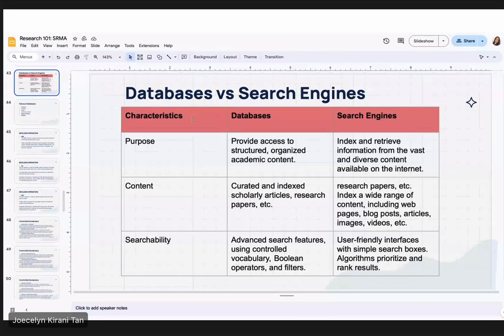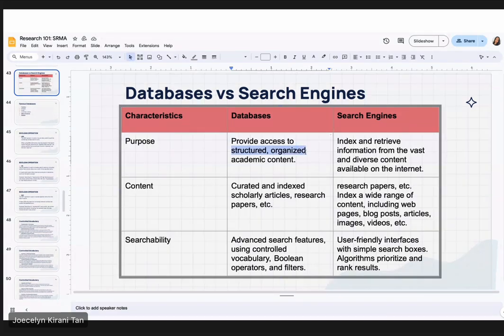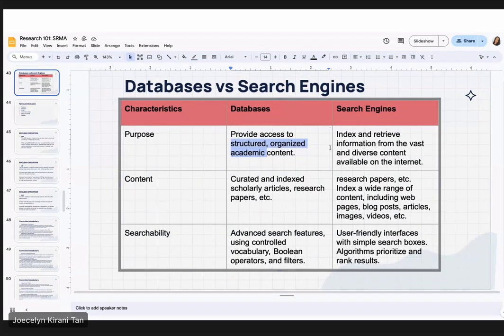So this is like the differences of what databases and search engines are. Databases are more structured and organized, and it's more academic. And that's why we prefer it over search engines like Google or Bing or Ecosia, which are kind of more broad in a sense. It's not what we're looking for. And again, databases are curated, indexed, and they hold scholarly research papers. So these would be published research, whereas search engines could return anything like videos, web pages, blogs, articles. So these are not evidence-based, and they're definitely not what we're looking for.